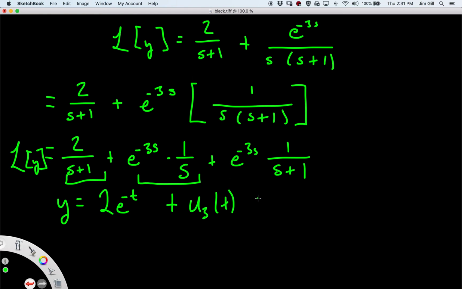And then this last part, okay, this is the Laplace transform of the function e to the minus t. But we're time shifting it. So it's the Heaviside function times e to the minus t, but we're time shifting by 3 units, so we're not going to turn that on. We're not going to start the e to the minus t until time 3.